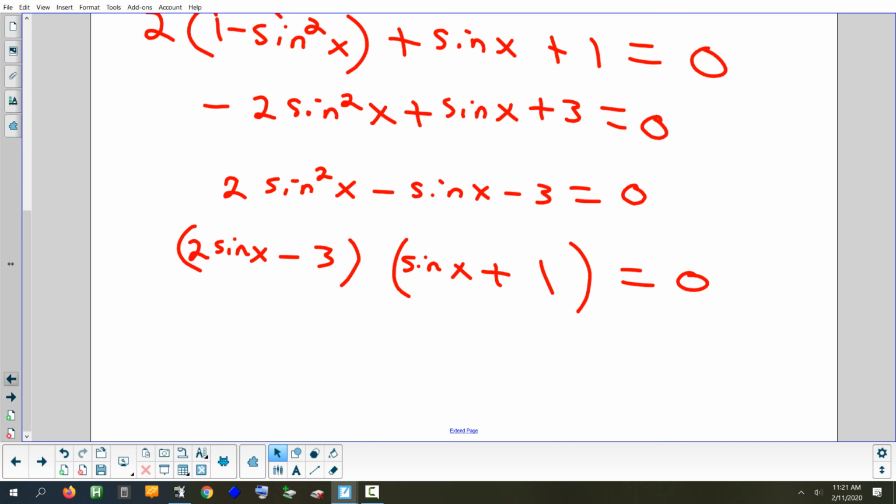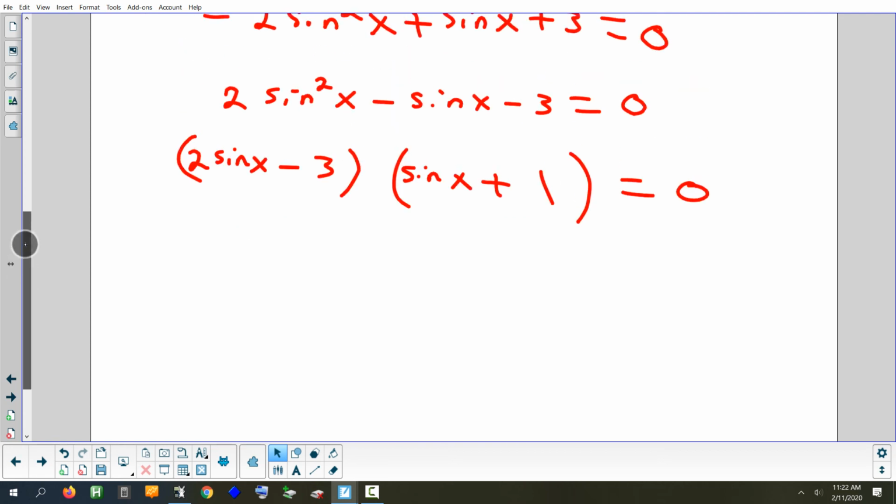Now we get +2 minus 3. +2 minus 3 is -1 sine. -3 times 1 is -3. So that one was factorable. Okay. Once you factor it, what do you do with, this is factor 1, this is factor 2? Set each one equal to 0. And now from here, it's stuff we've seen before.